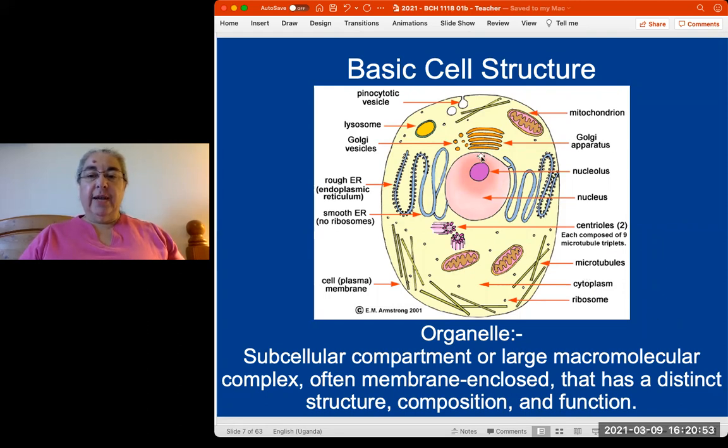So the nucleus is an organelle. It's got a membrane around it. The cytoskeleton is an organelle and does not have a membrane around it. The endoplasmic reticulum is an organelle and is made of membrane.